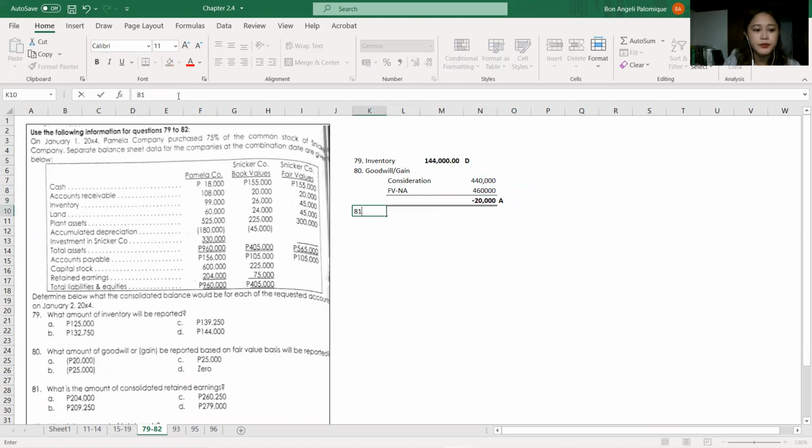Number 81. What is the amount of consolidated earning? Consolidated RE. So, under entity approach, matitira sa atin is si 204,000, which is yung RE ni parent. Letter A.